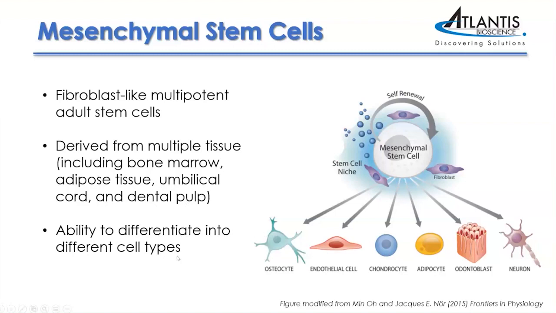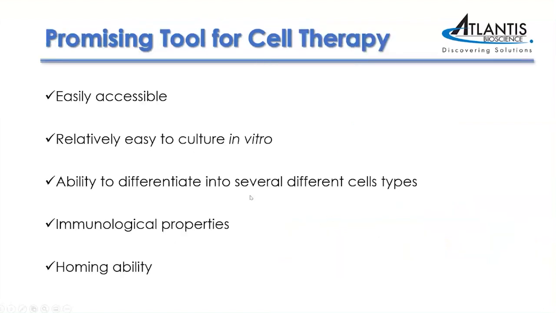MSCs are also promising tools for cell therapy due to several reasons. They are easily accessible as they can be isolated from numerous sources. They are relatively easy to culture in vitro because they proliferate rapidly. They have the ability to differentiate into several different cell types as shown earlier. They also have special immunological properties and homing ability, where they are able to migrate into the site of damage. So generally, they are used for tissue engineering and regenerative medicine. They can be used as vehicles for gene therapy, and they are also used for immunomodulation.